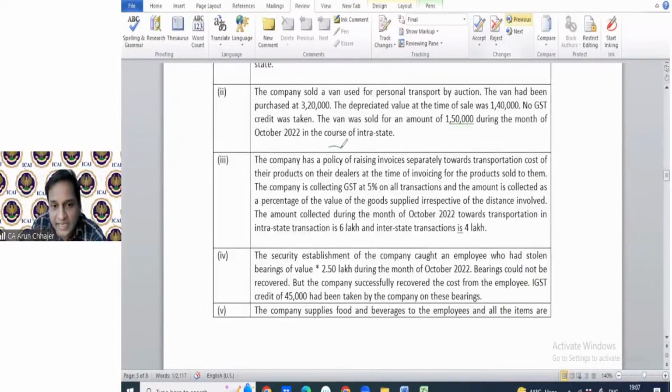Next, the company has the policy of raising the invoice separately towards the transportation cost of their product on their dealer at the time of invoicing for the product sold to them. So first they are saying they are raising a separate invoice for transportation charges. The company is collecting GST at the rate of 5% on all the transactions, and the amount is collected as a percentage of the value of the goods supplied irrespective of the distance involved.